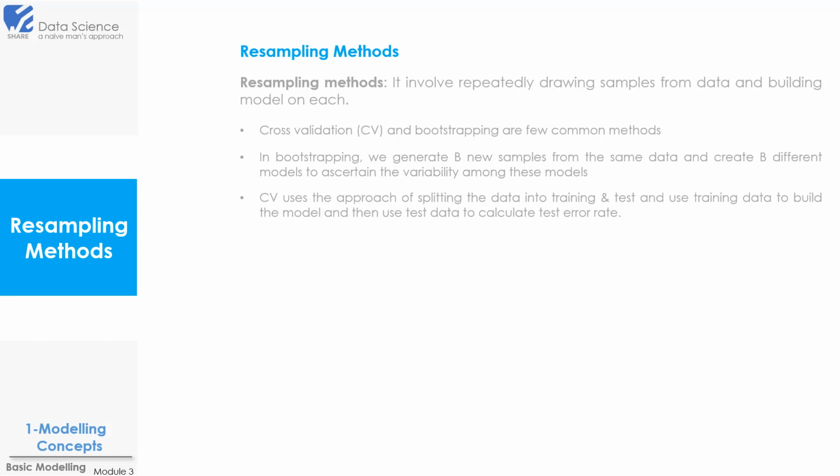However, in cross-validation, we use the approach of splitting the data into training and test part. And then we use the training data to build the model. Once our model is built, then we use the test data to calculate the test error rate. We are always interested to know the performance of our model on the unseen data, that is our test data. The training error will always be less than the test error because the model was built on the training data. So obviously the error will be less. So in this way we ascertain the accuracy of our model using cross-validation.